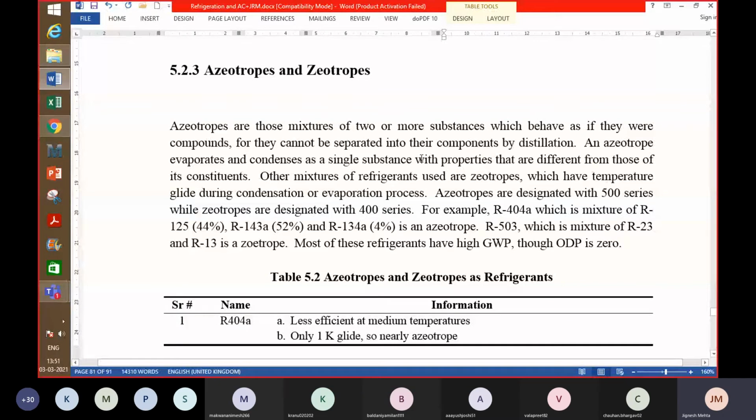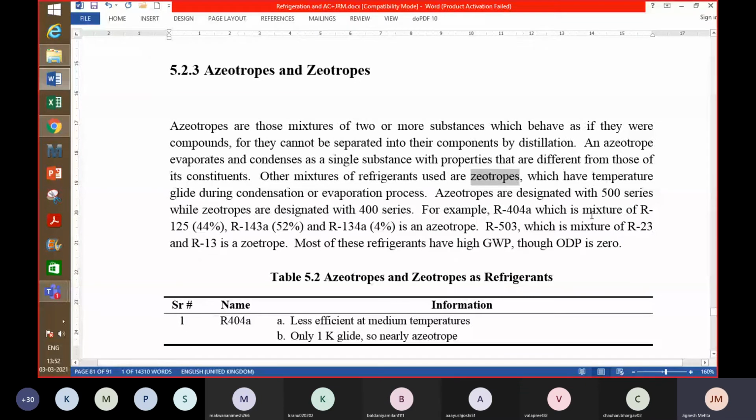There is another class of mixtures which is zeotropes, and here the components don't evaporate or condense at the same temperature, but there is a temperature rise or drop in the evaporator and condenser. This is called glide. The temperature change occurring across the condenser or evaporator is called glide. So zeotropes have glide. Azeotropes are designated with the 500 series. Zeotropes are designated with the 400 series.